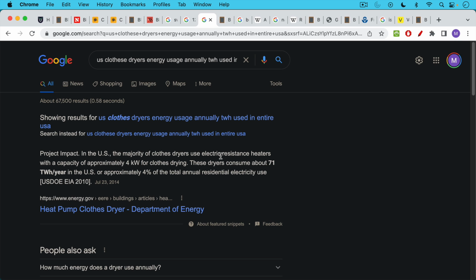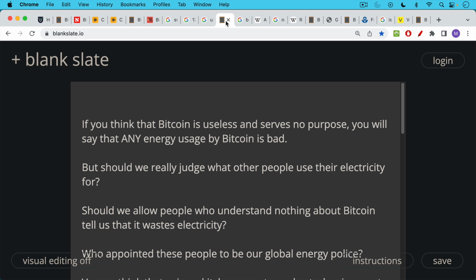But if we just look at dryer usage, so clothes dryers, these consume about 71, this is actually from 2014, so these numbers are much smaller than they would be today, but dryers in the US consumed about 71 terawatt hours in 2014, just in the US. So globally, clothes dryers consume much, much more energy than small countries like Sweden or the Ukraine. But no one has a problem with this because they think that clothes dryers are useful, and I think they're quite useful as well.